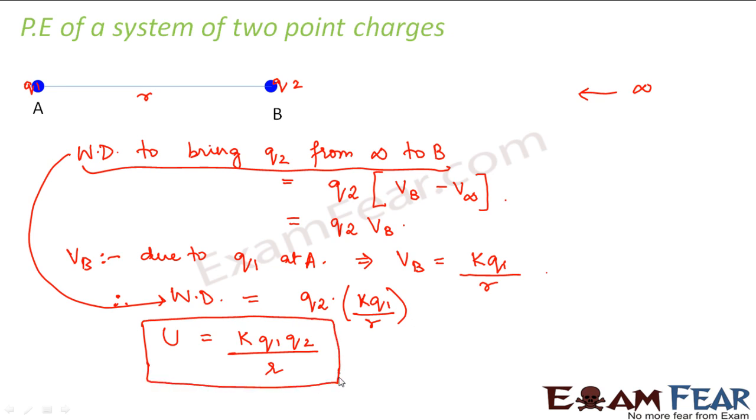Now did you understand the physics behind this? Since this charged particle was already there, there will be a potential because of this particle at this point. And this particle comes from infinity to this point. So when this particle reaches this point, it experiences a potential. That potential which Q2 experiences is because of Q1, right?